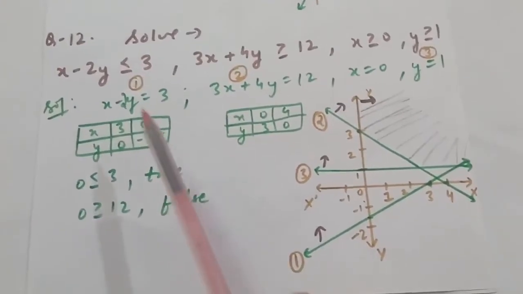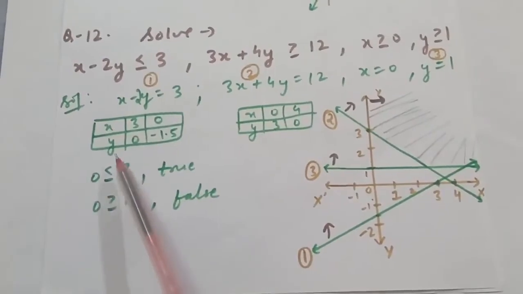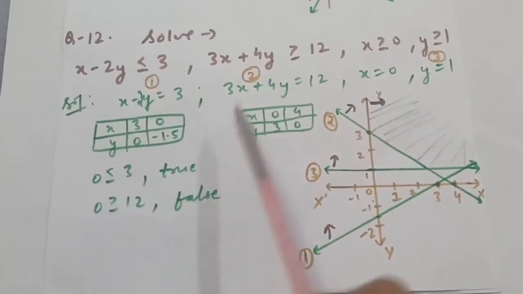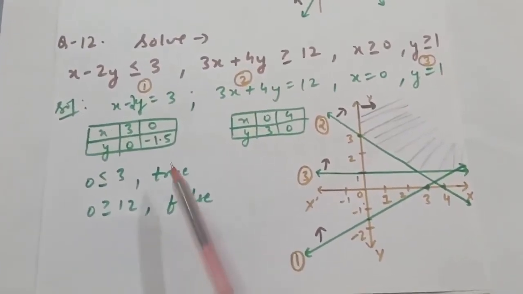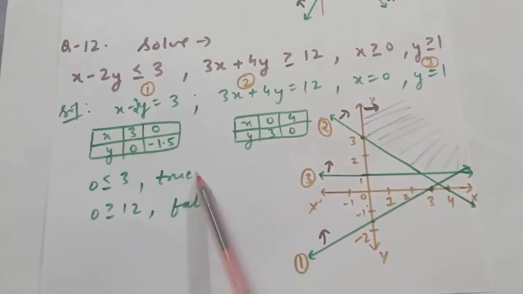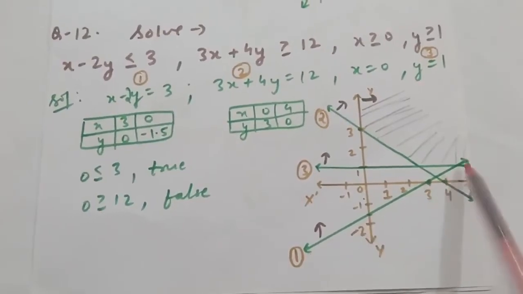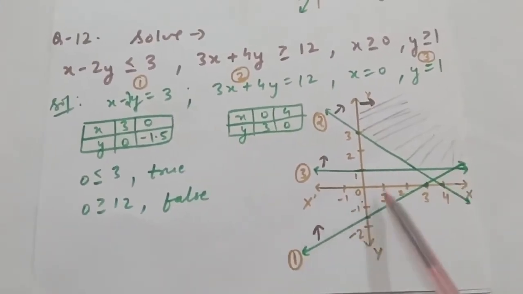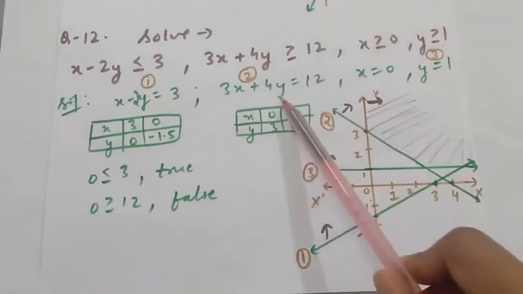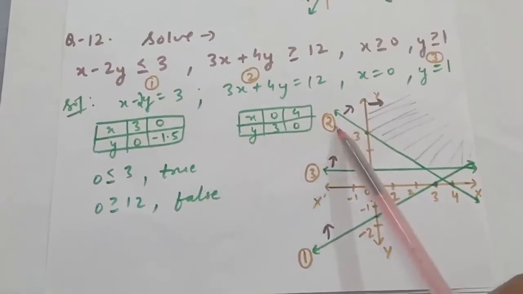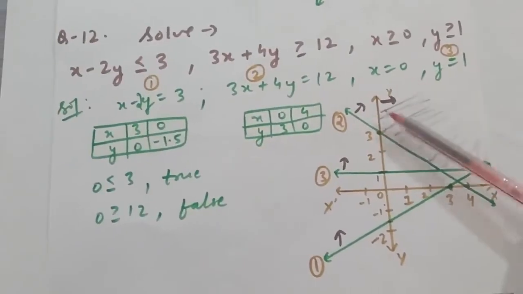Now we will do the origin test. For the first, when you put 0 in place of x and y, you will get 0 less than or equal to 3, which is true. For the second, you will see 0 greater than or equal to 12, which is false. So for the first equation, because it is true, the solution will be towards the origin. So 1 is here. The solution is towards the origin. Origin is here, so the solution will be on this side, right? For the second, because it is false, the solution will be on the side opposite to the origin. So the solution will be on this side, right?